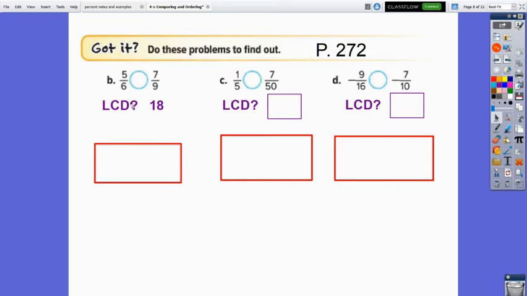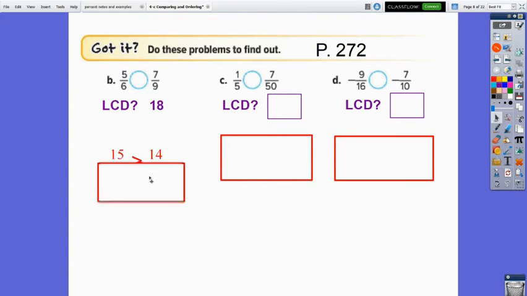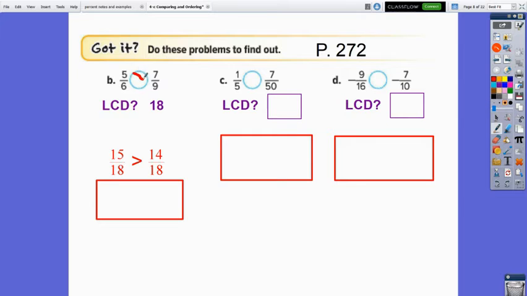18 is the answer, 6 times 3 and 9 times 2. So the equivalent fractions are 15/18, right? Multiply top and bottom here by 3, and 14/18, multiplying top and bottom here by 2. So the answer is 5/6 is greater than 7/9, just a little bit bigger, bigger by 1/18. Okay, next one. This one's not as difficult.